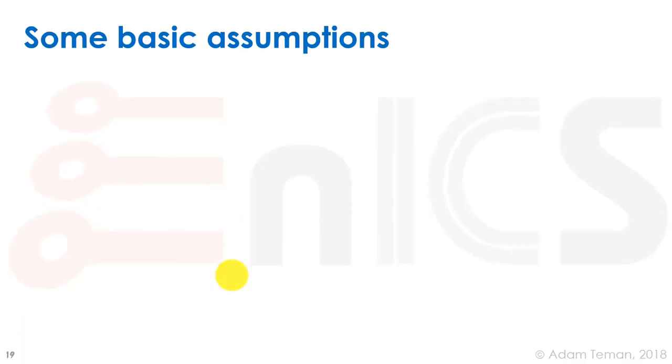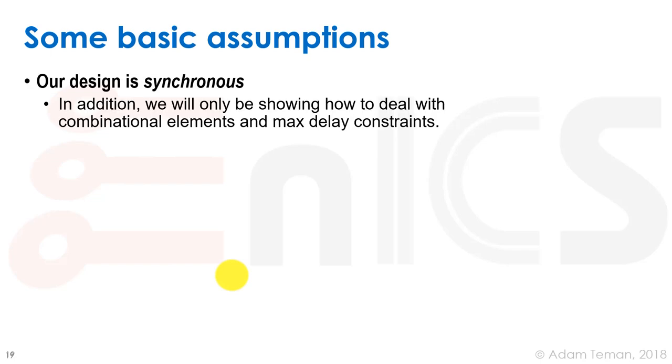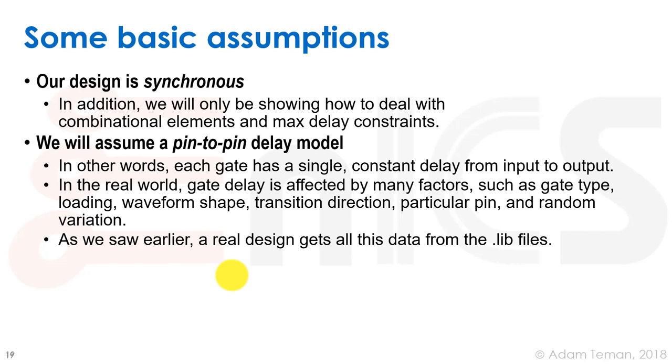We have to make some basic assumptions here for our algorithm. One is that our design is synchronous. As I said, static timing analysis algorithms do not deal with asynchronous circuits. We will only show how to deal with combinational elements and max delay constraints, but you can easily adapt this to min delay constraints as well. We will assume a pin-to-pin delay model. In other words, each gate has a single constant delay from input to output. We know that in the real world, that is not true. Gate delay is affected by many factors: gate type, loading, waveform shape, transition direction, particular pin, random variation. Many other things affect this. And as we saw, these are all defined inside .lib files in the Liberty format. But to make this simple, we're just going to use this pin-to-pin delay model, which shows for every pin to an output, we have a certain delay that's normalized into some sort of a unit.